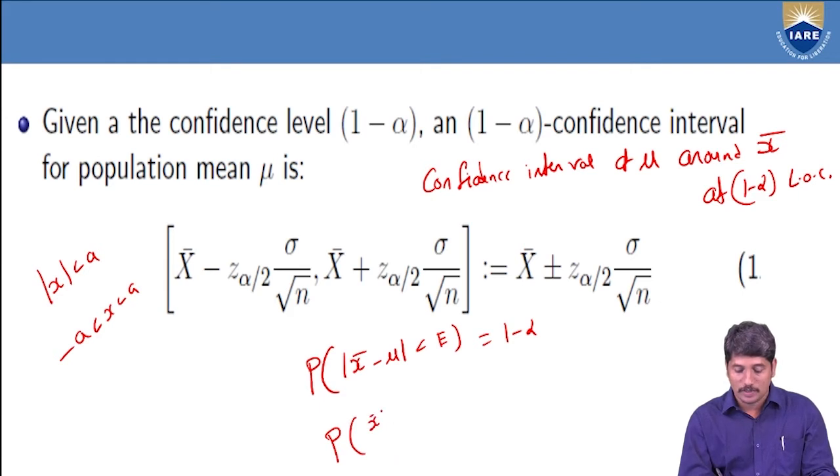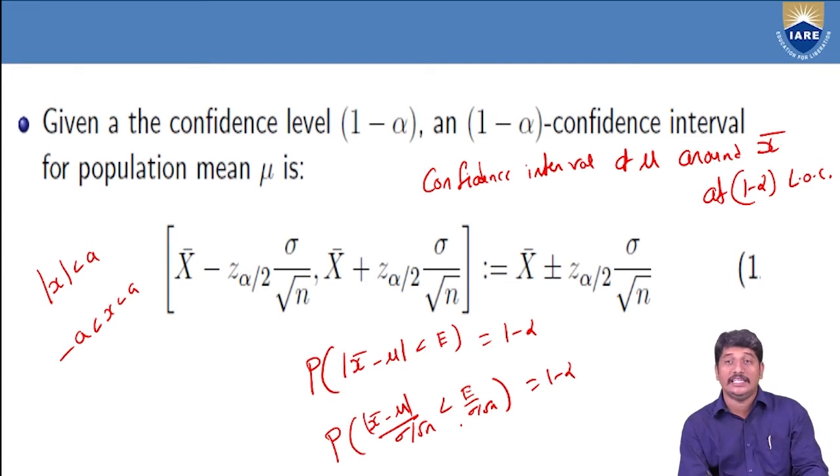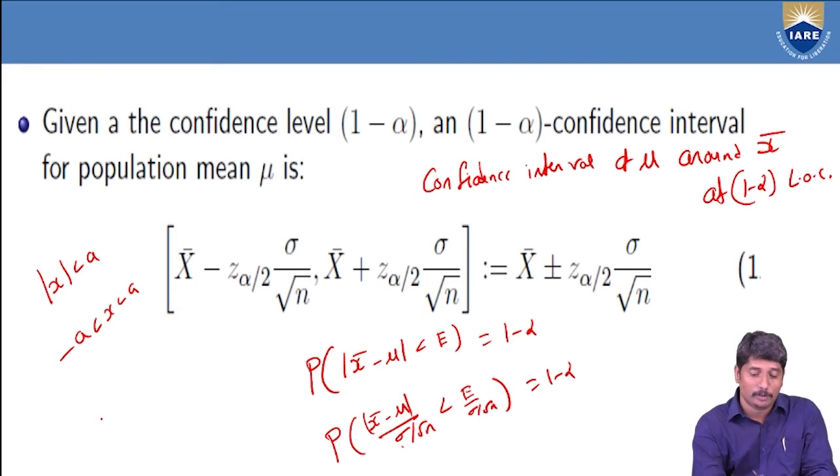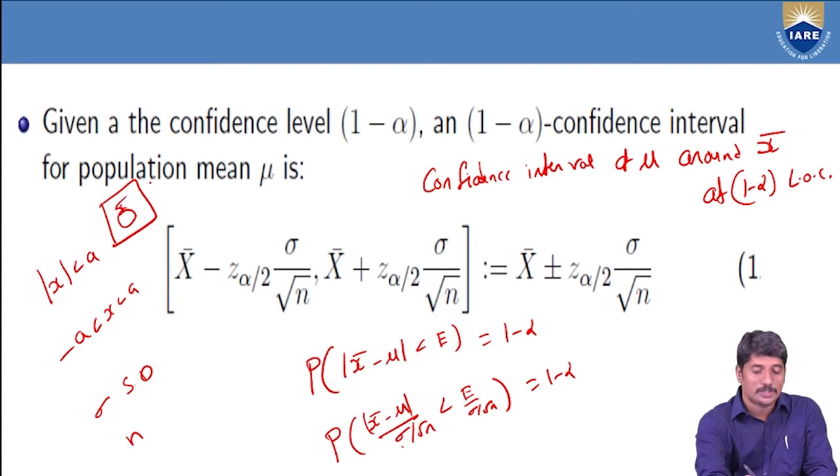We can write it as |x bar minus mu| by sigma by root n is less than epsilon by sigma by root n. It means we are scaling on either side, dividing by sigma by root n. What is sigma here? Sigma is the standard deviation of the population and n is the sample size. We are trying to estimate the population with the help of a sample of size n. This is x bar, this is mu, and the size of the sample is n.